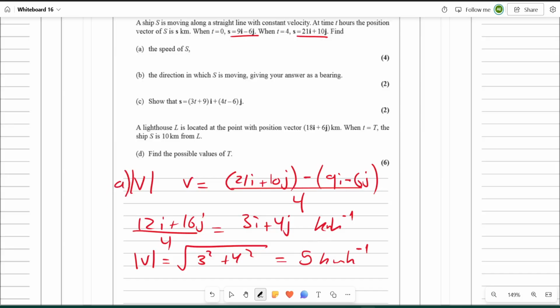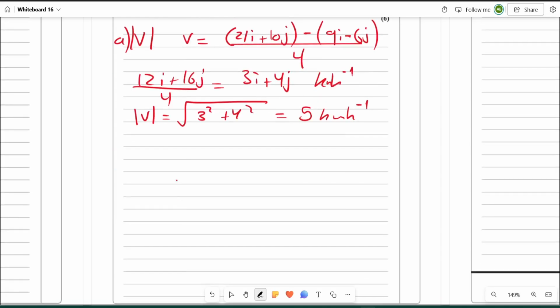That is the answer to part A. Part B says find the direction in which S is moving, giving your answer as a bearing. So basically you want to find the direction of this velocity vector. Again, with directions, I like to draw what is happening. So I know that I move 3 units in i and 4 units up. The question wants the direction as a bearing.